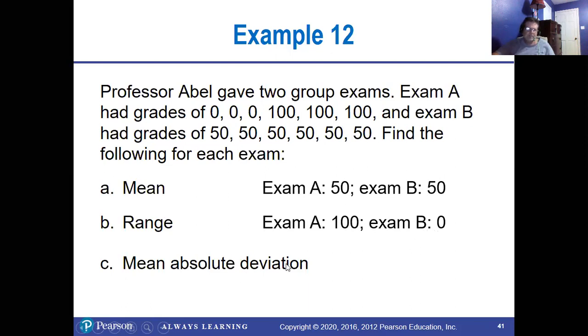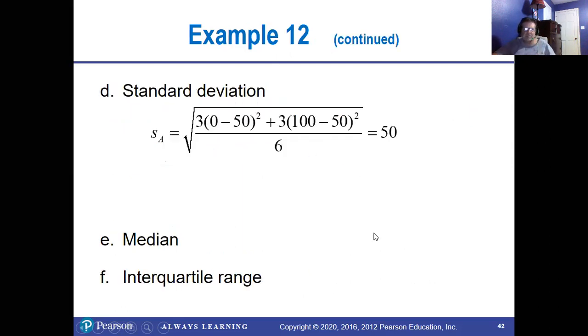The mean absolute deviation, however, when you do the numbers, you get 50 for exam A and 0 for B, which still doesn't give you any information because everybody made a 50 on exam B. So none of those help you.